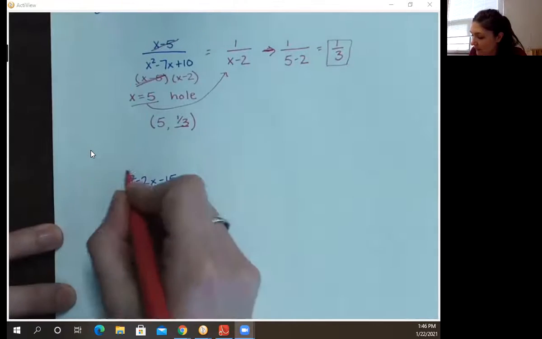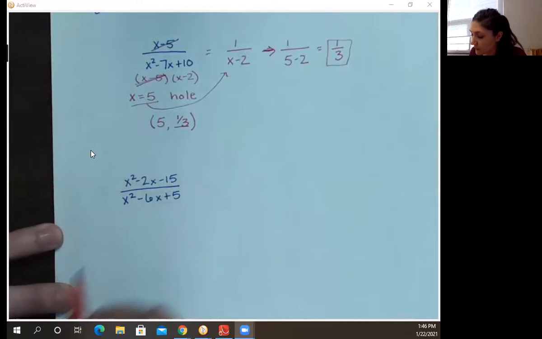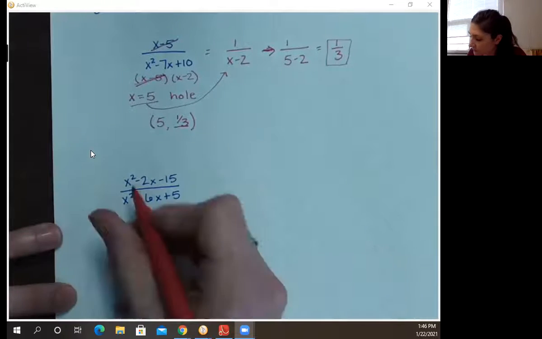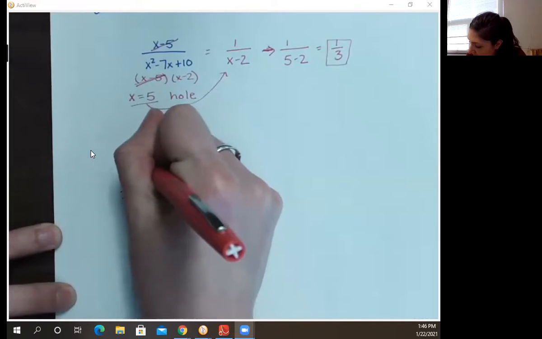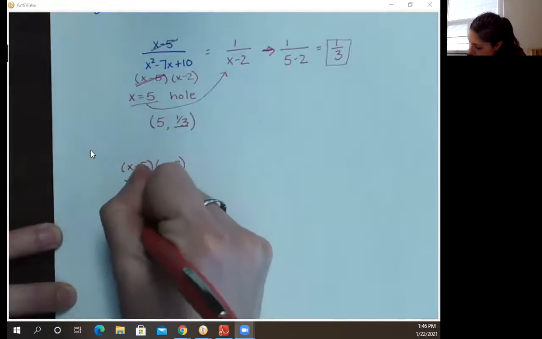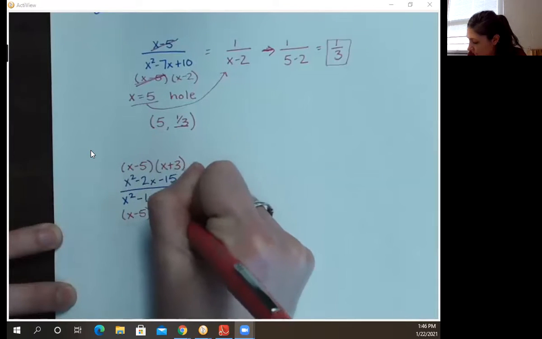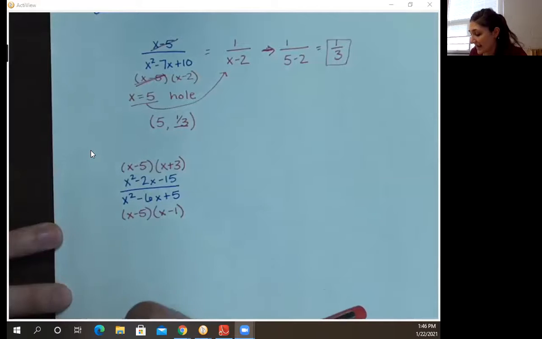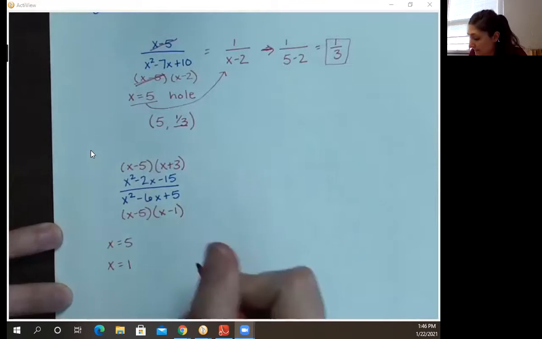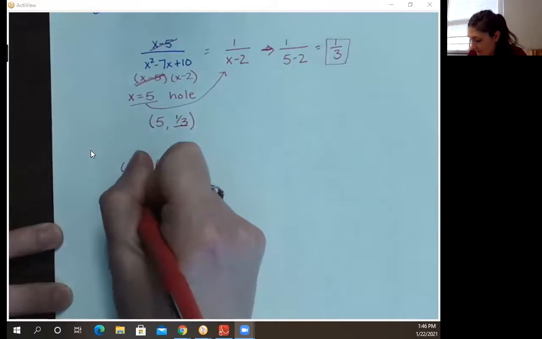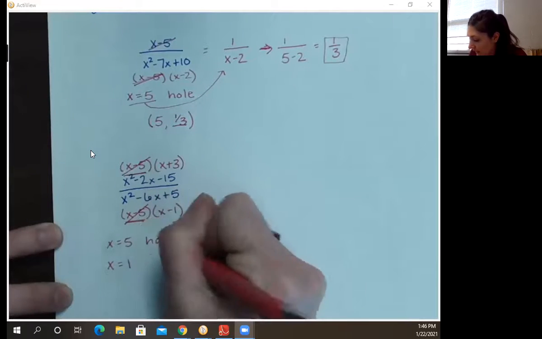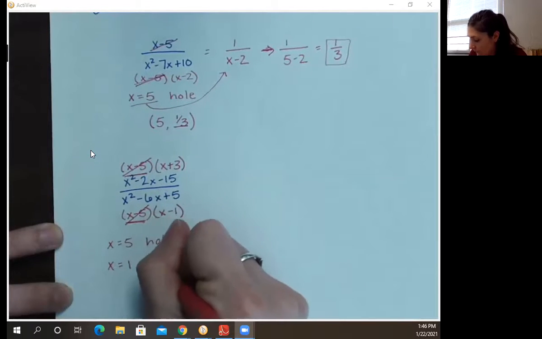So here I've got another rational function, polynomial on top, polynomial on the bottom. I'm going to go ahead and factor the top and the bottom so I can figure out where I would have holes. So the top would factor into (x minus 5) times (x plus 3). And the bottom would factor into (x minus 5) times (x minus 1). So I can see my excluded values would be x equals 5 and x equals 1. My hole is going to be at x equals 5 because that's the reducible factor. So that's my hole. x equals 1 would be a vertical asymptote.